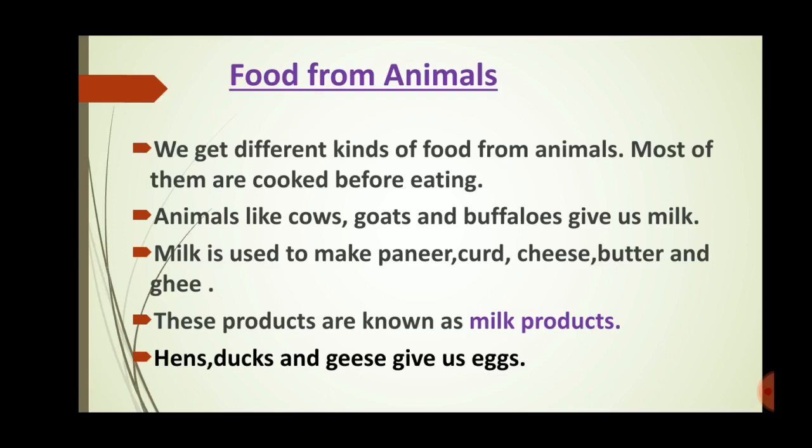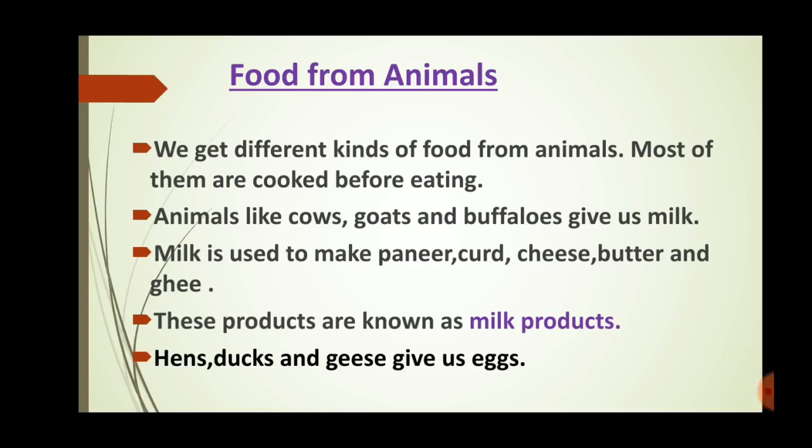Children, milk is an important part of our diet. In plains areas, we get milk from cows, goats, and buffaloes. In mountain areas like Himachal Pradesh and Kashmir, people get milk from sheep and yak. In hot regions that receive less rainfall, like Rajasthan, people get milk from camels. Milk is used to make paneer, curd, ghee, butter, and cheese. These products are known as milk products.